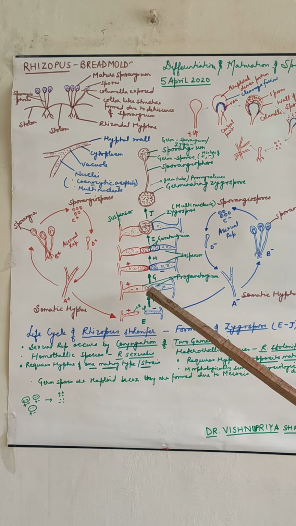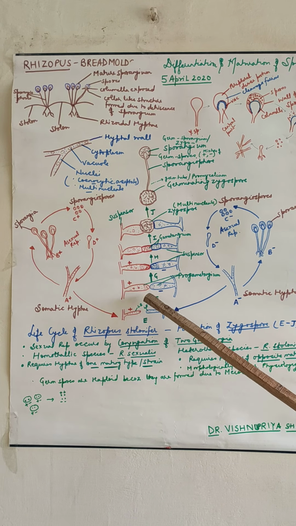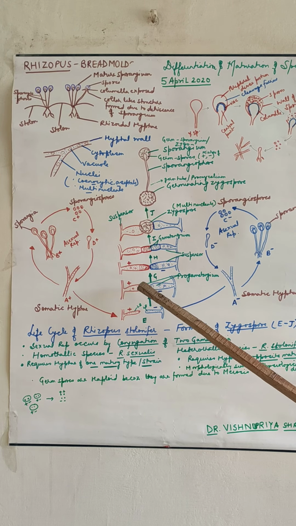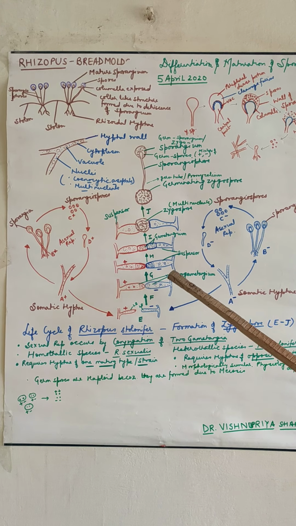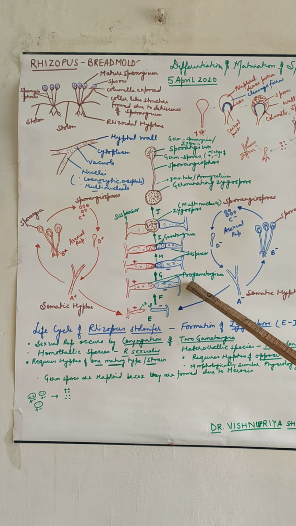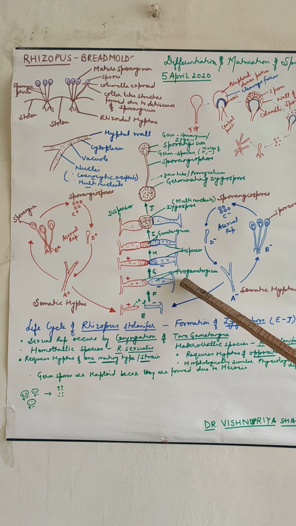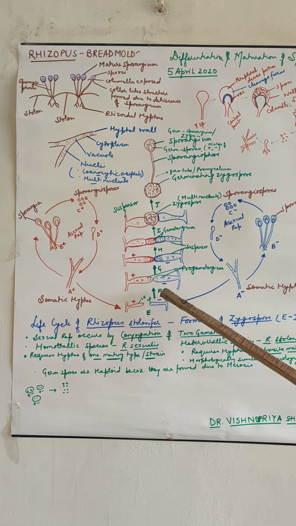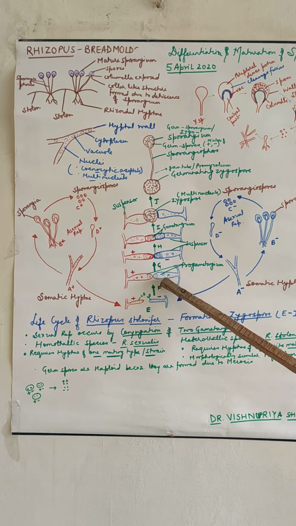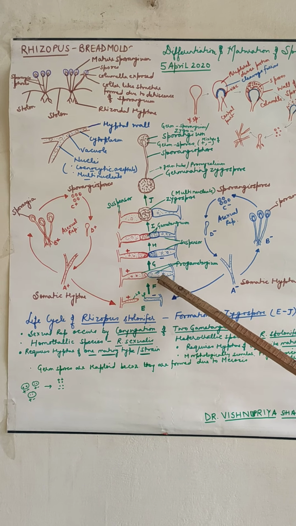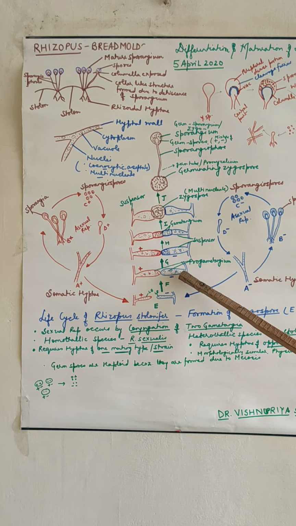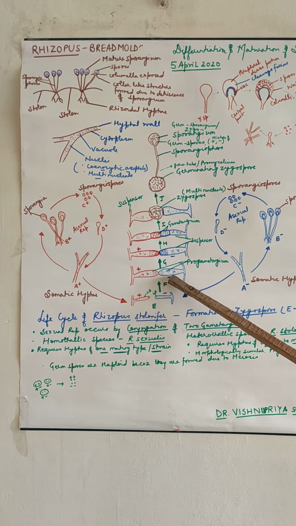Now both these structures, which are known as lateral branches, come close to each other and enlarge in their size. Now this structure is known as the progametangium. Progametangium means the phase which is forming before the gametangium. So this is progametangium, and during its formation, the tip swells and a lot of nuclei along with the cytoplasm migrate toward the tip of this progametangium.